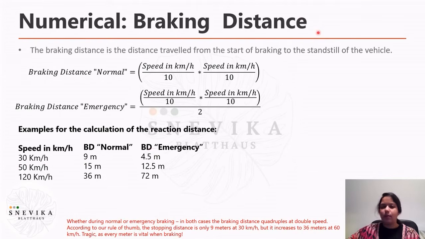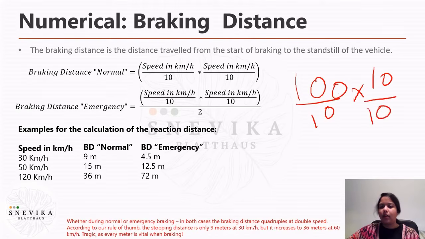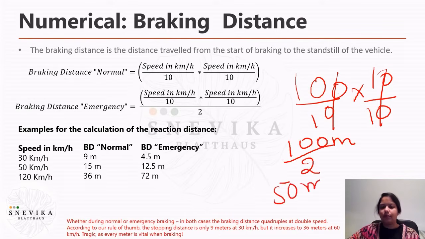So let's do an example for this as well. If it is, say, 100 kilometers per hour, how will it be now? 100 divided by 10 into 100 divided by 10. Your answer will become 100 meters. So your braking distance is 100 meters. But if it is an emergency case, it will be divided by 2, and your answer will be 50 meters.